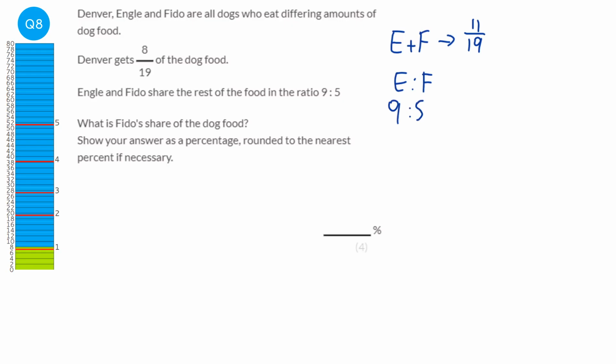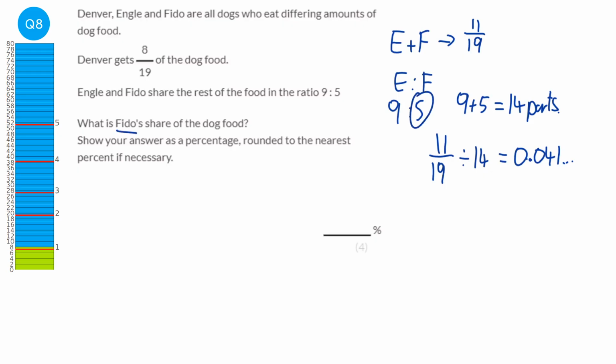And let's have a look and see, well, first of all, how many parts there are altogether. So 9 plus 5, which is 14 parts. So there are 14 parts in total, and the share that they get is 11/19. So what I'm going to do is find out what fraction one of those parts is worth by dividing 11/19 by 14. So each part is worth, and I'm just going to keep this in my calculator, 0.041 and so on. And we're asked to find Fido's share.